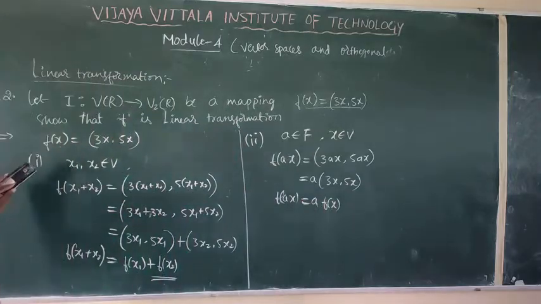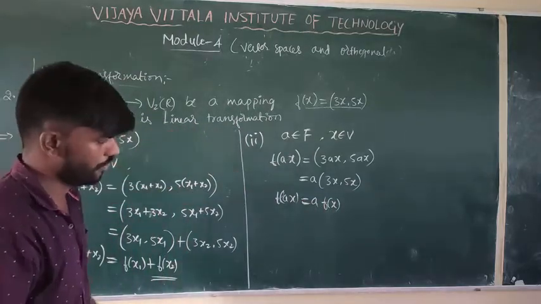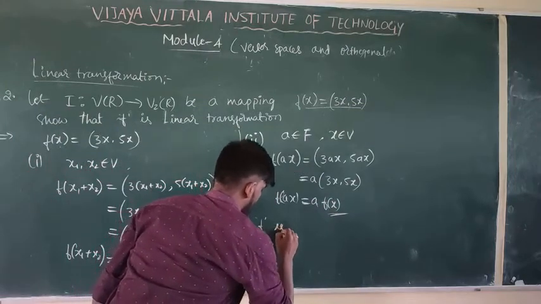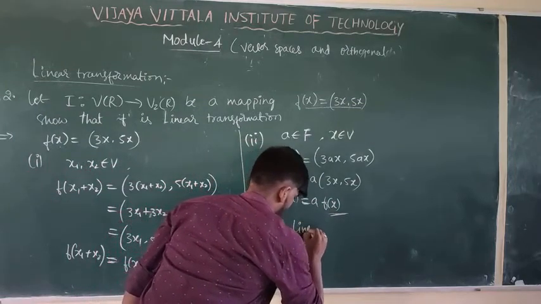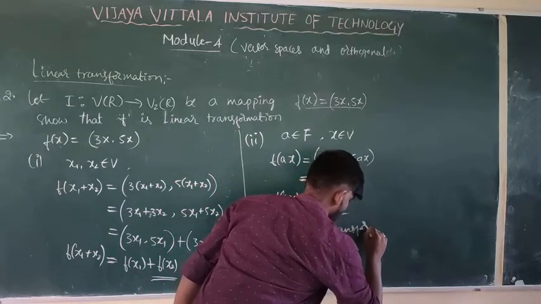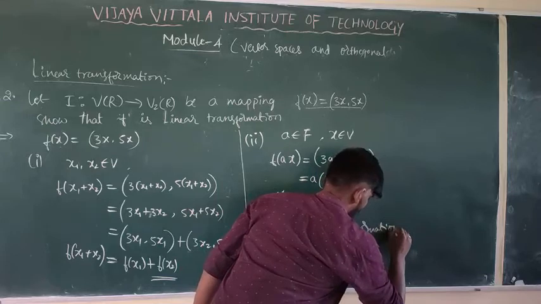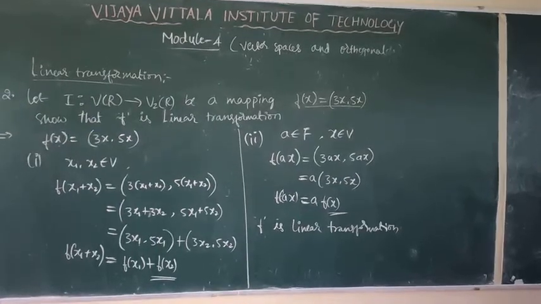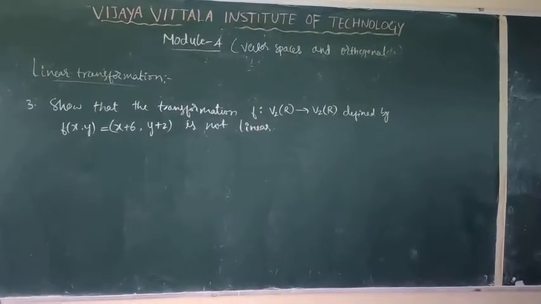So both condition 1 and condition 2 hold good. Therefore, the given function f is a linear transformation. Understood? This is an easy problem. So now we will solve one more problem on linear transformation.